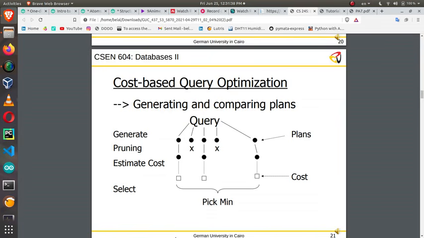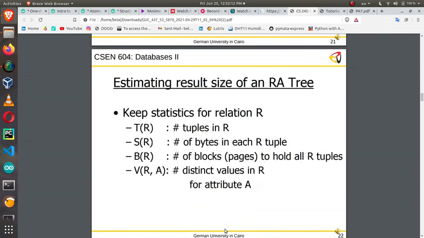We are going to solve a lot of problems about the cost-based query optimization. The main idea is to generate a good or enough amount of possible logical plans for any given SQL query, estimate the costs for each possible logical plan, and pick the minimum or the cheapest plan. This is the main idea behind the cost-based query optimization.